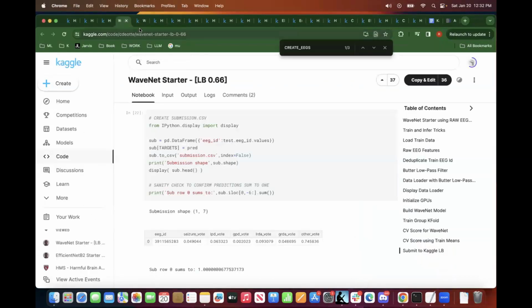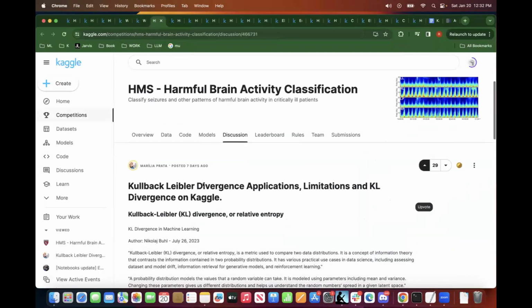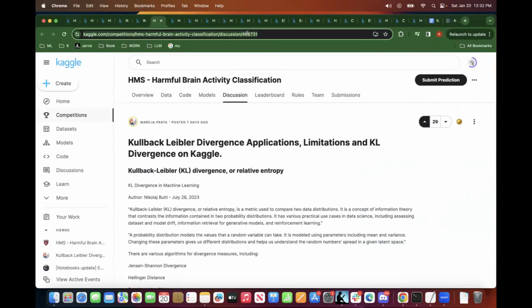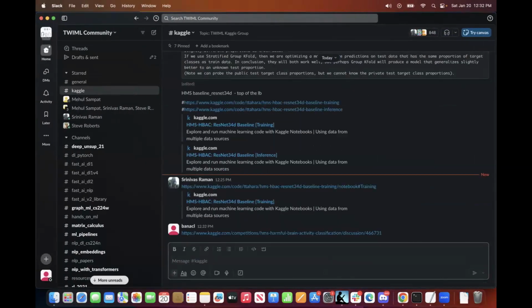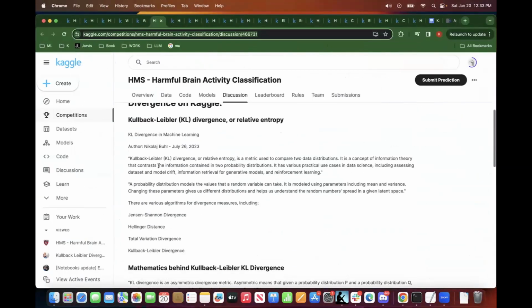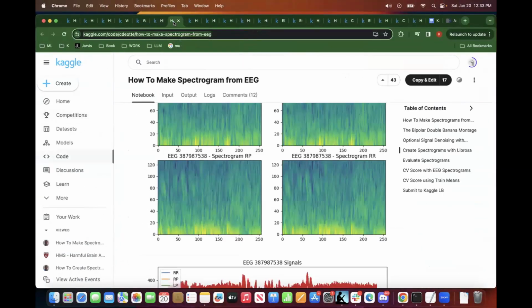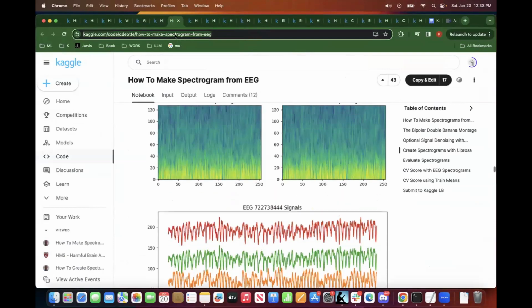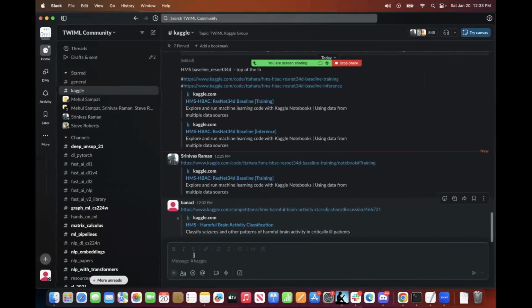This is the WaveNet one. I think I already shared that. What else is there that I wanted to share that I found interesting? Oh, this is an interesting post about KL divergence, the limitations, and when to use it, when not to use it. I thought it was a good read. How to make spectrograms from EEGs, we discussed that. I think you have shared the notebook. I mean, the discussion post.